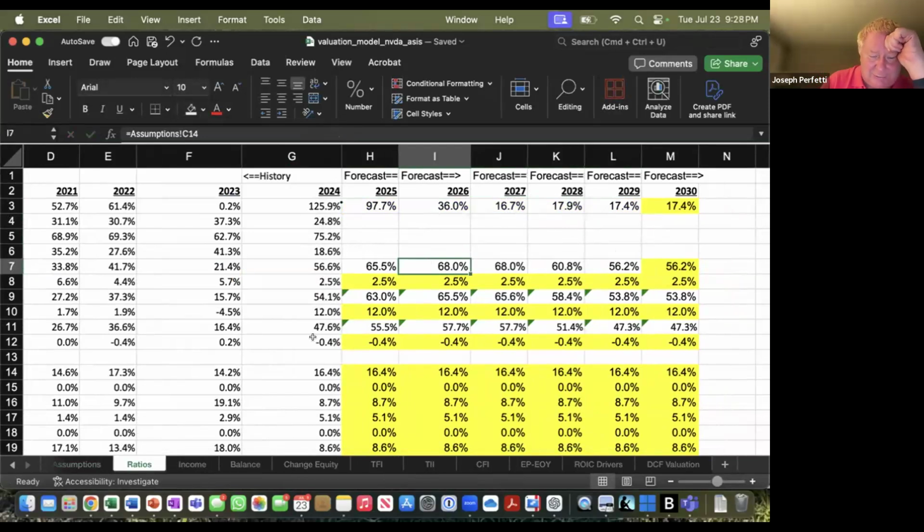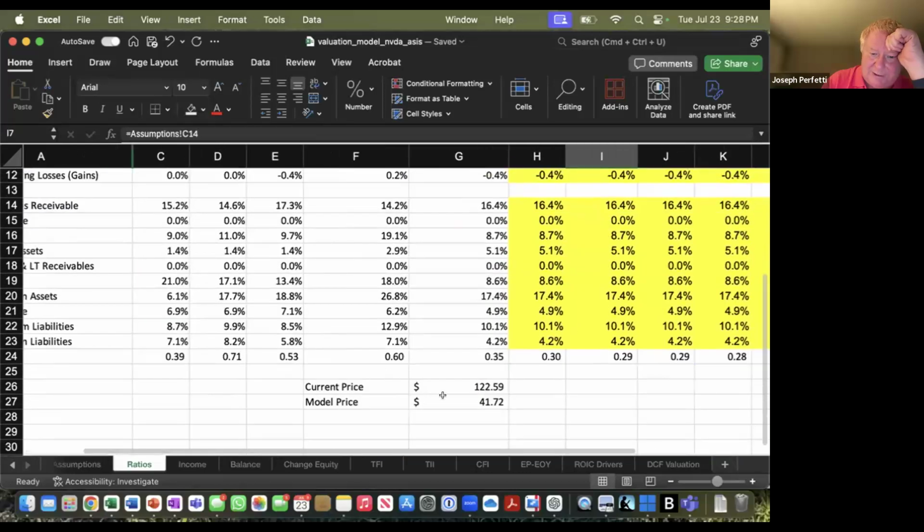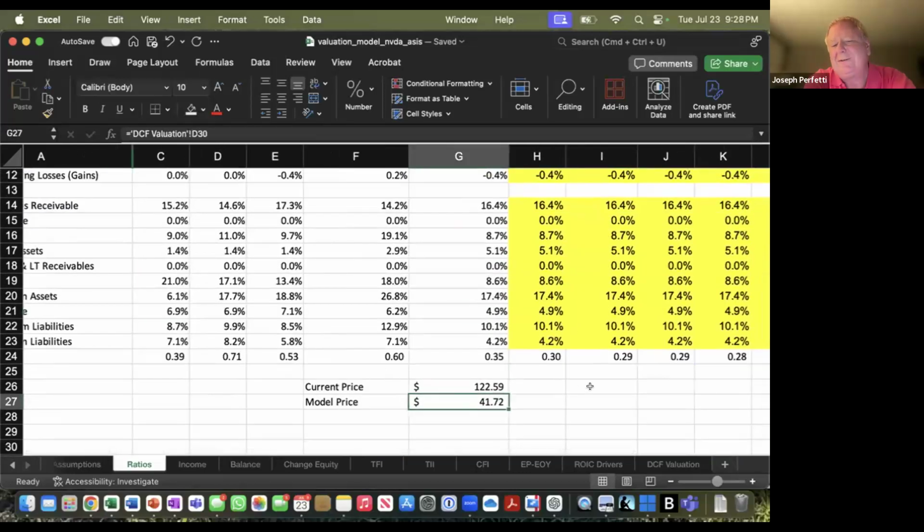If that does come true, my share price is $41.72. And today they're trading at 122.59. We're not done, but we're a heck of a lot closer than when we started 30 minutes ago. Questions about what we just did?